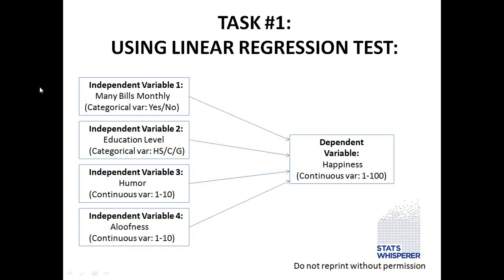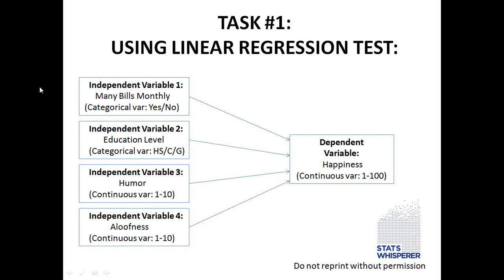So here we go. We have a nice figure here modeling the relationships we want to look at. So first, we have our dependent variable, which is happiness, and it is measured on a scale of 1 through 100. So remember part A, that's what we're examining, so that's good for linear regression analysis.